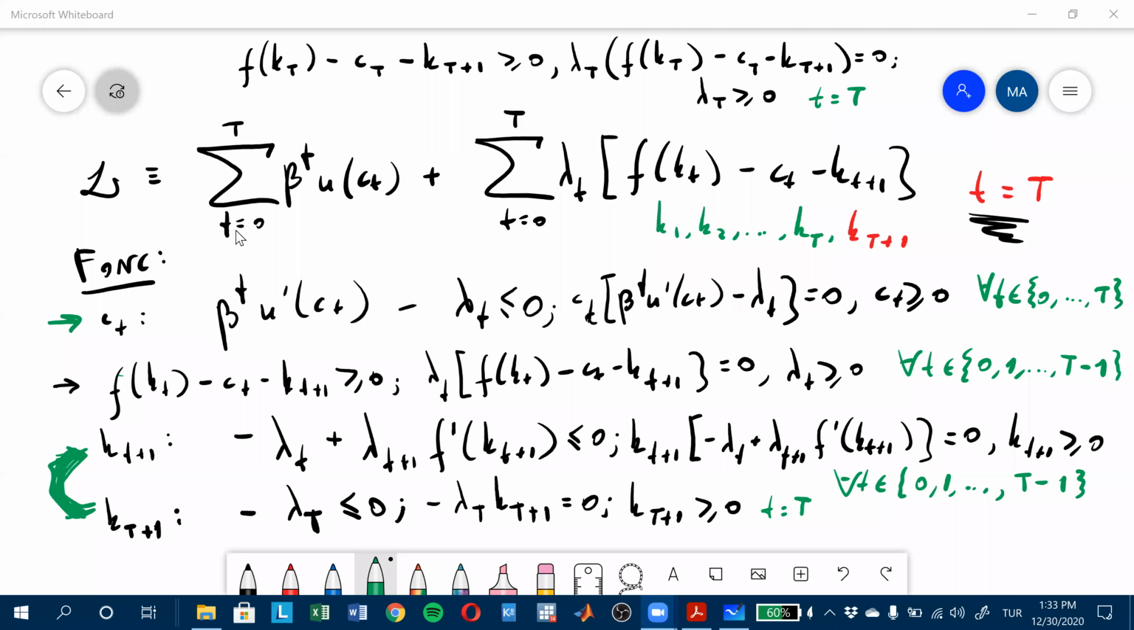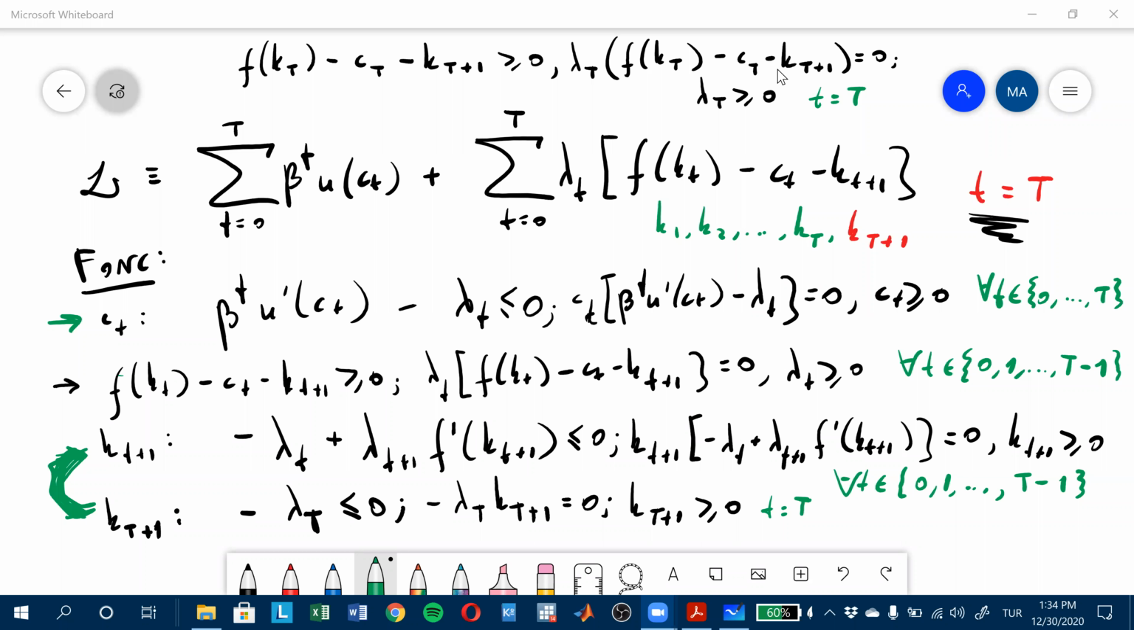But here I should be careful with the last period, because at the last period the world ends. So I must be careful with lambda_T there. All right, that's all I'm doing. Nothing really complicated. If you look at this carefully, this is just a very simple problem, but this is messy. It's a bit tedious.